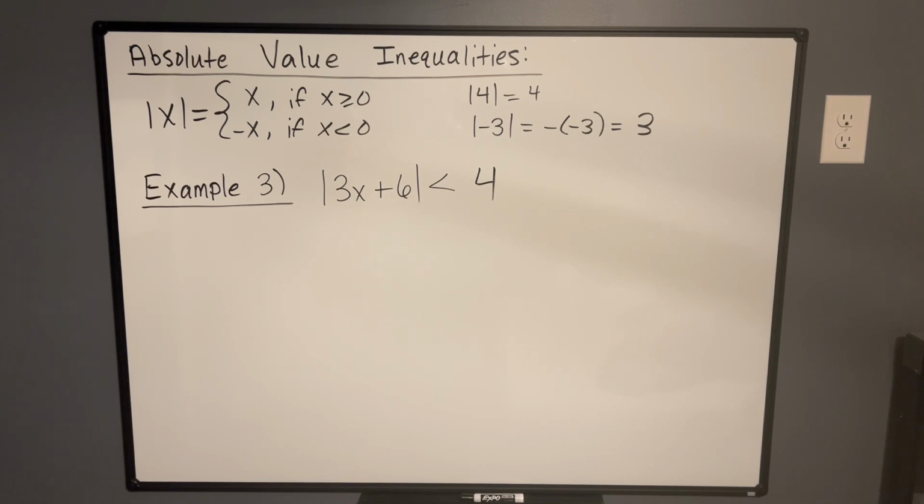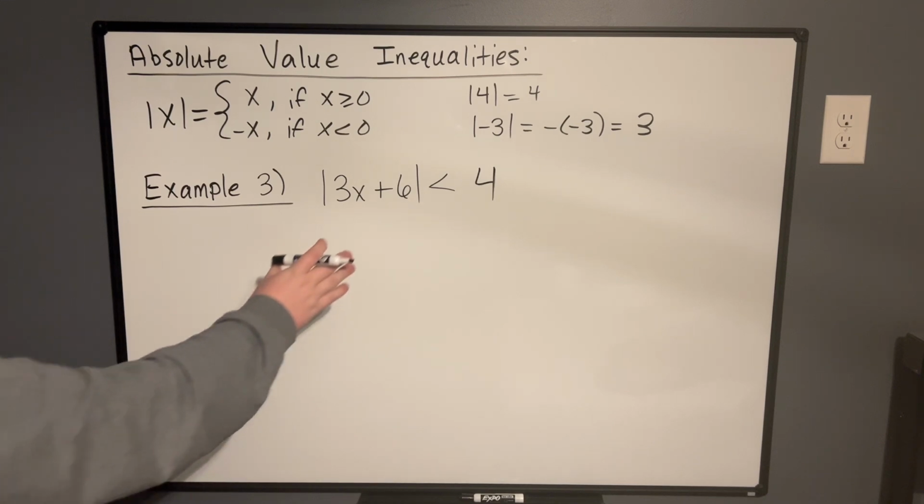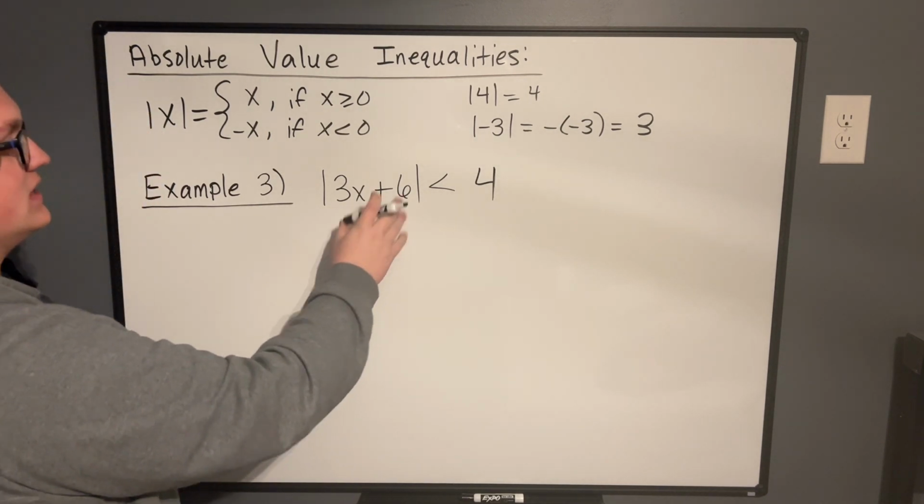This one is the absolute value of 3x plus 6 is less than 4. Okay, so we now know the strategy to solve these. So I want you guys to go ahead and try to solve this if you can, and then come back here and we'll do it together. So hopefully you were able to pause and get this one done, and I'll go ahead and go through the solution right now. So we have the absolute value of 3x plus 6 is less than 4.